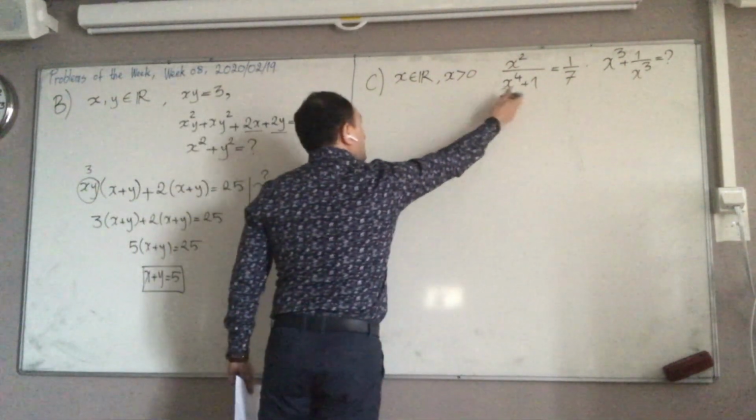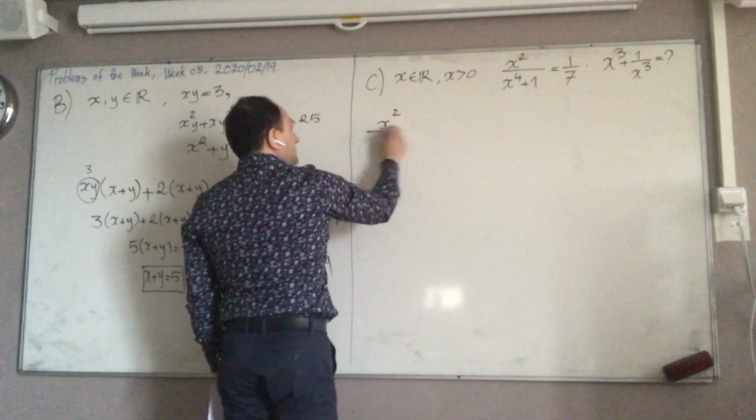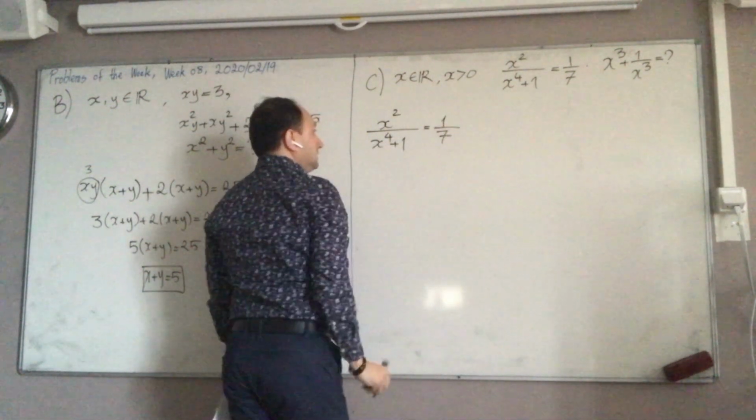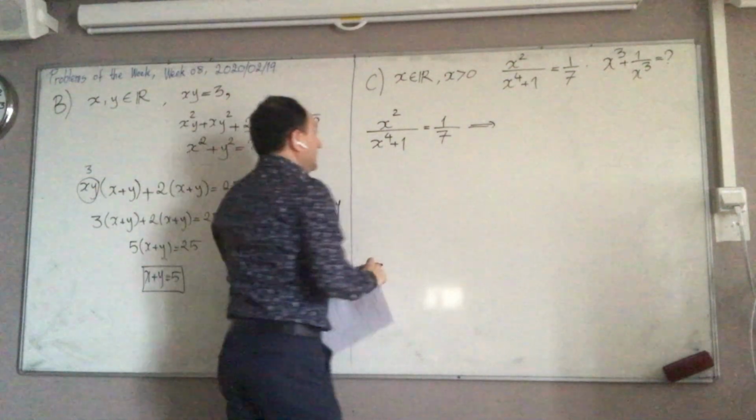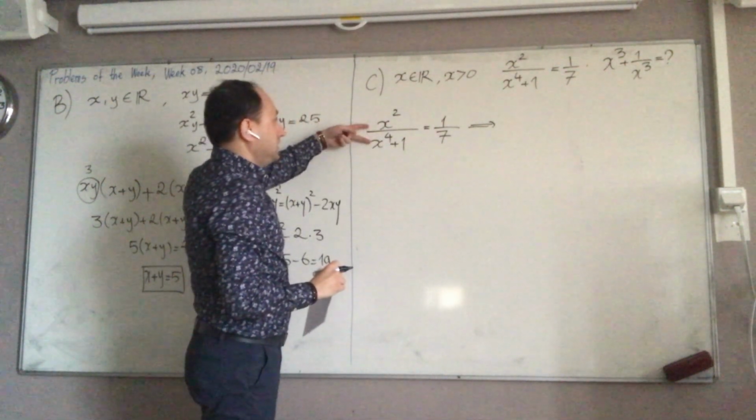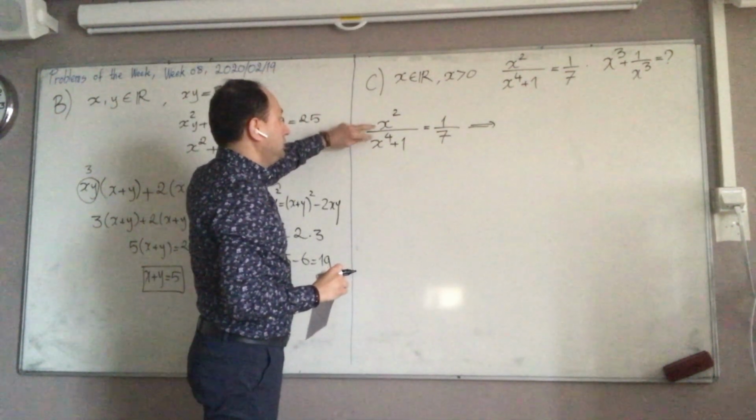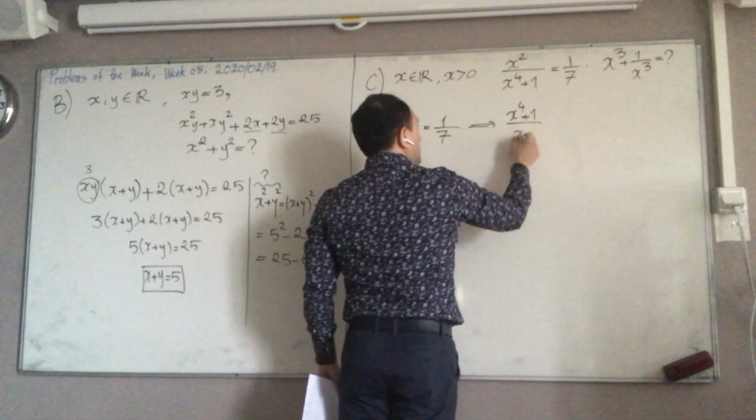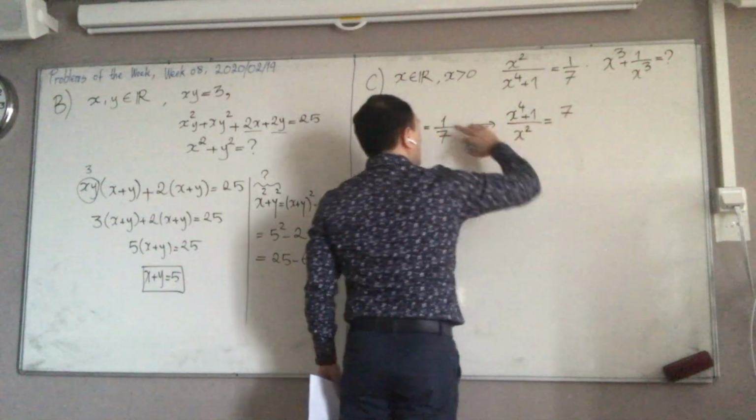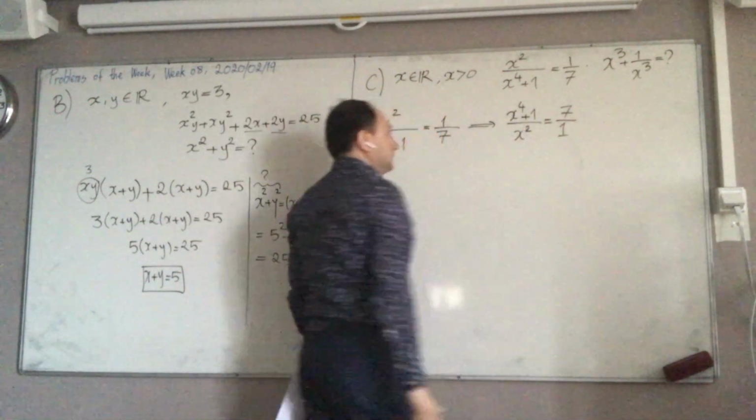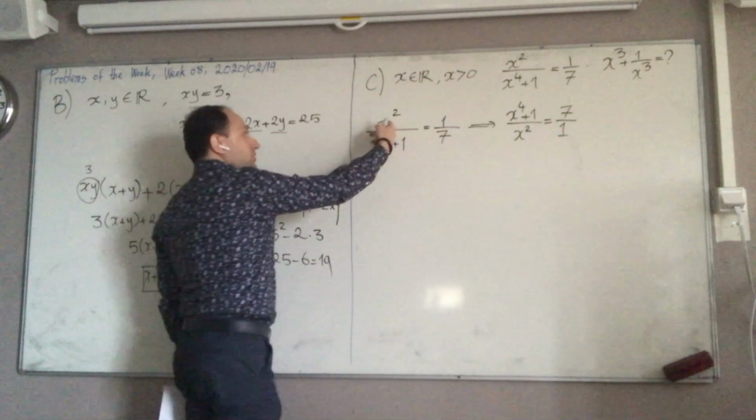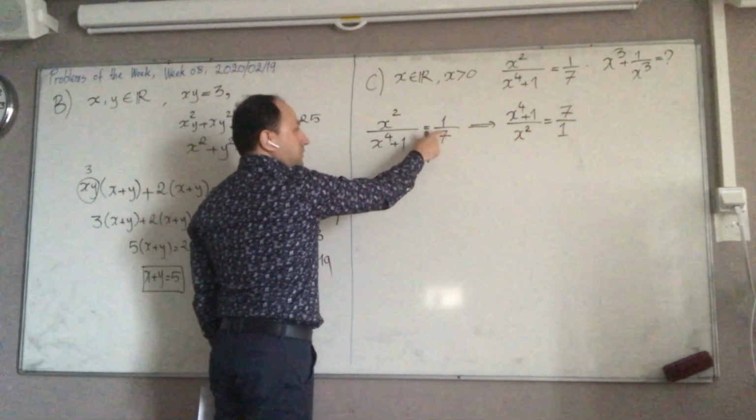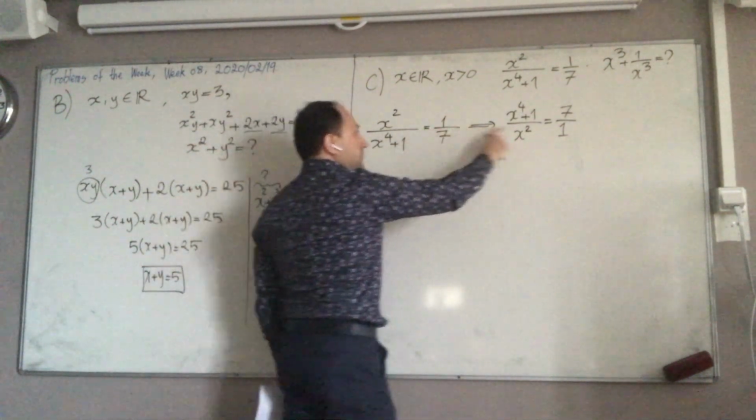So what I do here is that when x squared divided by x to the 4 plus 1 is 1 over 7, I can say that the reciprocal of this fraction, if I swap the numerator and denominator, x to the 4 plus 1 divided by x squared is definitely 7 over 1. Yes? I'm just interchanging the denominator and numerator of the first one, so I have to do the same thing for the second one, to be able to keep the equality.